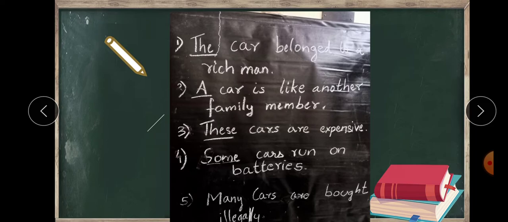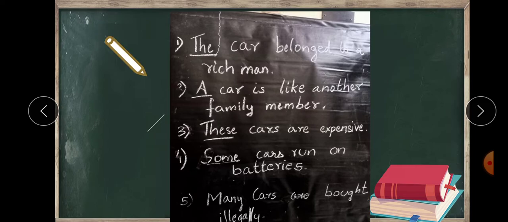So, in these sentences, do they convey the same meaning? No. Each sentence has its own particularity. Like, the car belonged to a rich man, that means we are talking about a particular car which belongs to a man. Similarly, a car is like another family member. We are giving a general statement. These cars are expensive. Again, we are giving a general statement, but this time we are using the plural form of the noun.